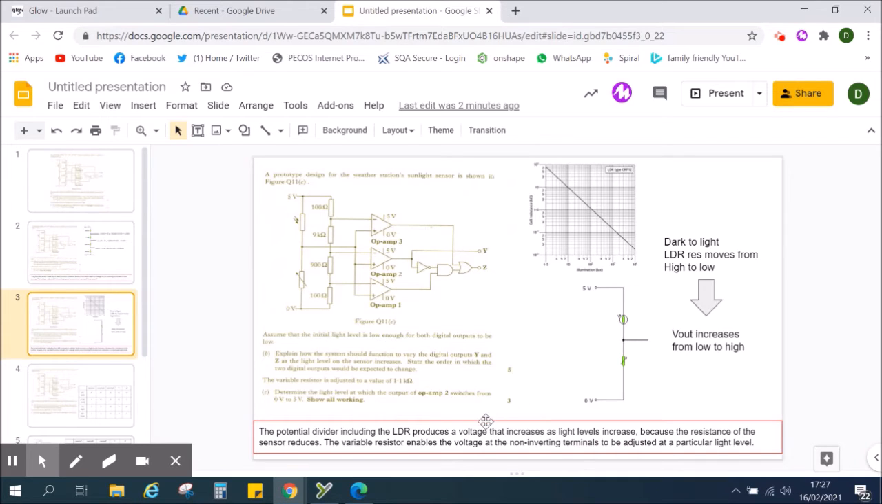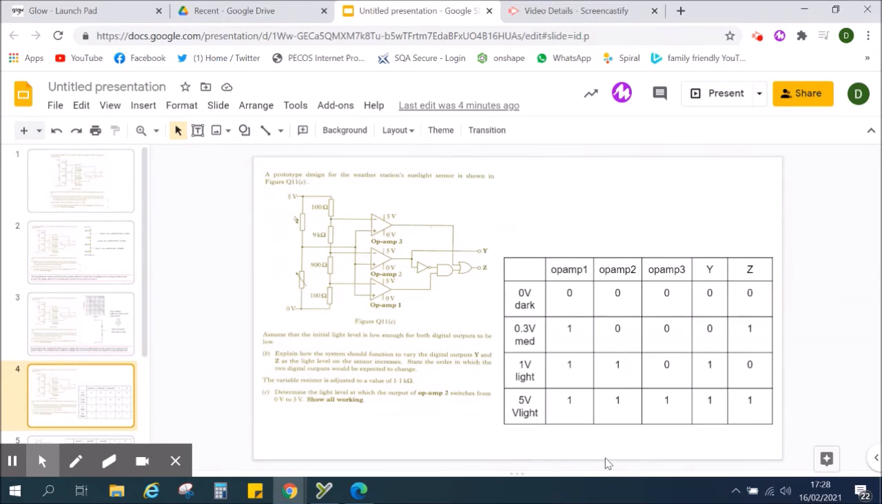So again, my description: the potential divider including the LDR produces a voltage that increases as light level increases, because the resistance of the sensor reduces. The variable resistor enables the voltage at the non-inverting terminal or input to be adjusted at a particular light level.